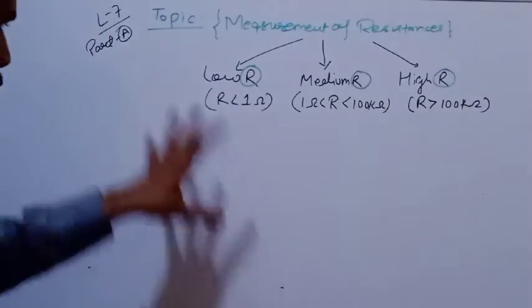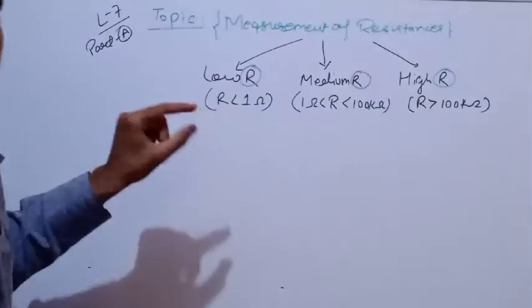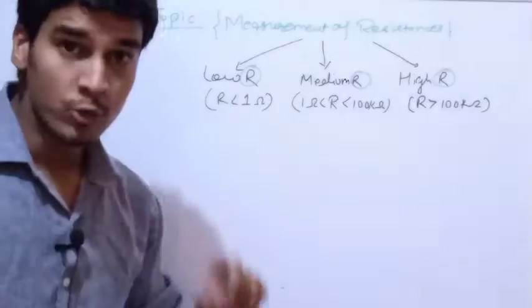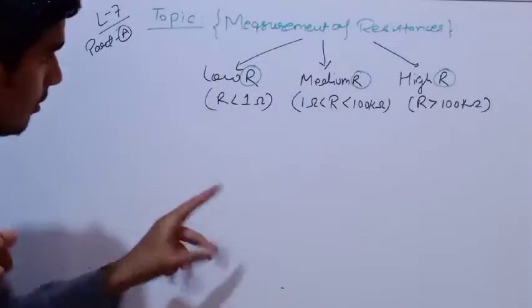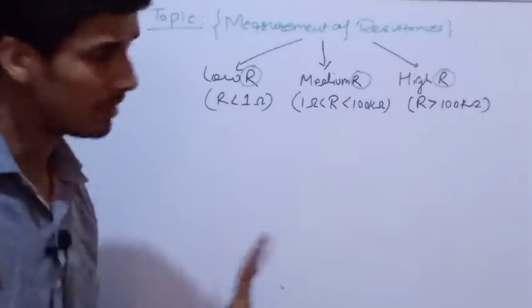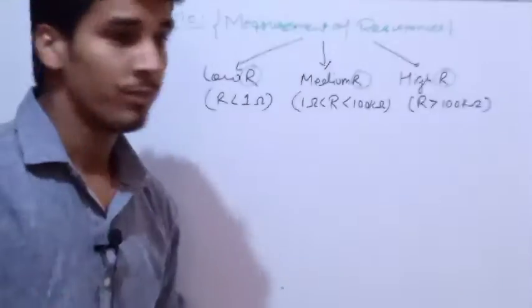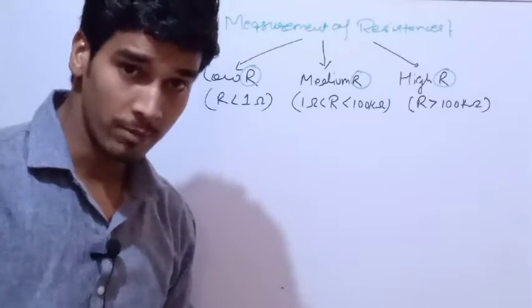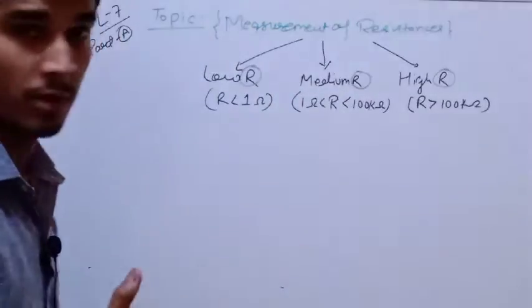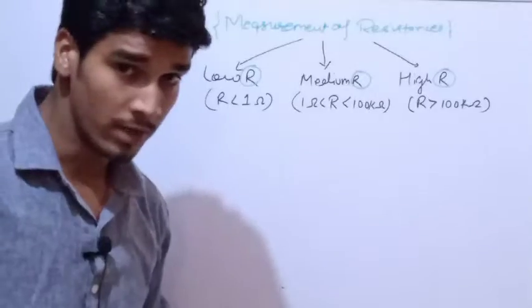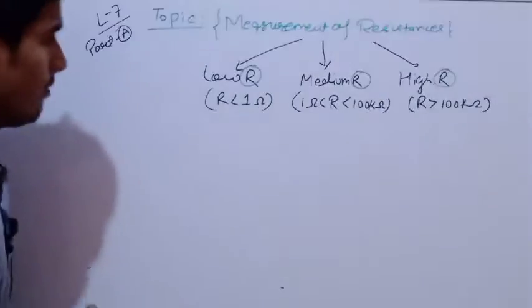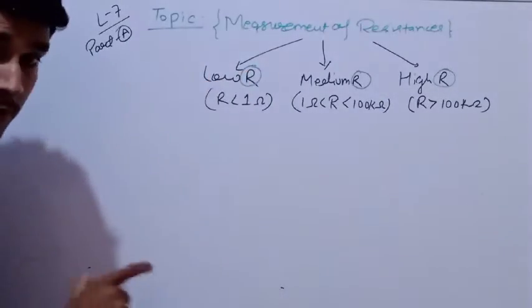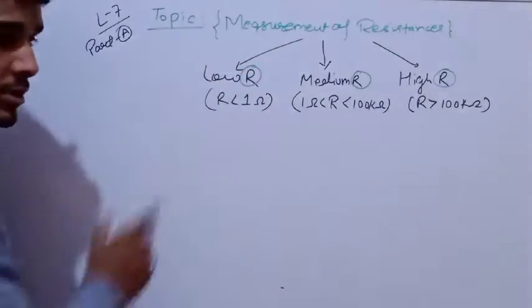Each category has its own ways to measure the resistance. For the low category there are different methods, for the medium category there is a different method, and for the high category, like resistance of the insulation of cables, insulation of the windings of transformers, motors, generators, there are various methods available also. But firstly we have to cover the methods to measure the low resistance value.